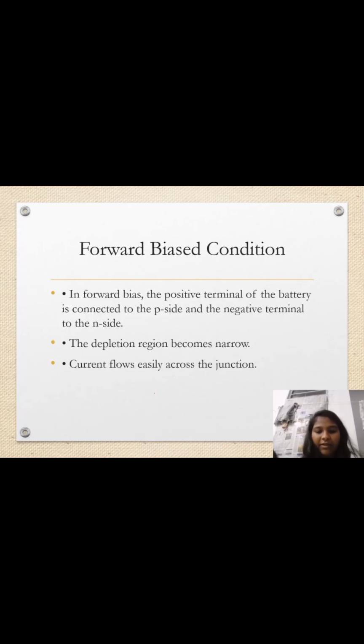Like here we see, it is a PN junction. It was a rough sketch, and here it is the depletion region. This is the depletion region. It is very narrow in forward bias condition. Now current flows easily across the junction. The current easily flows. There is no leakage between these.